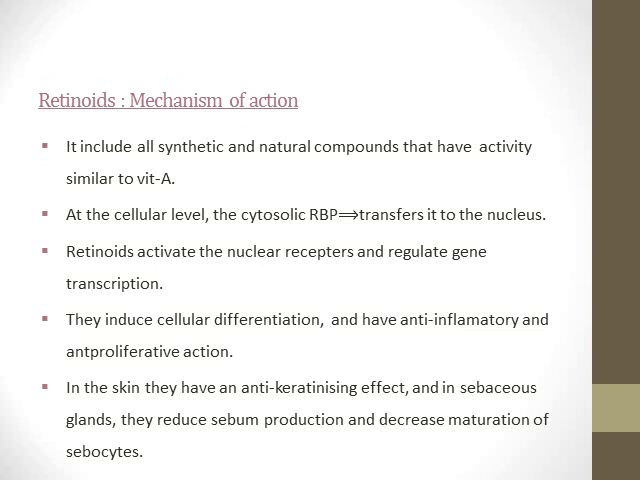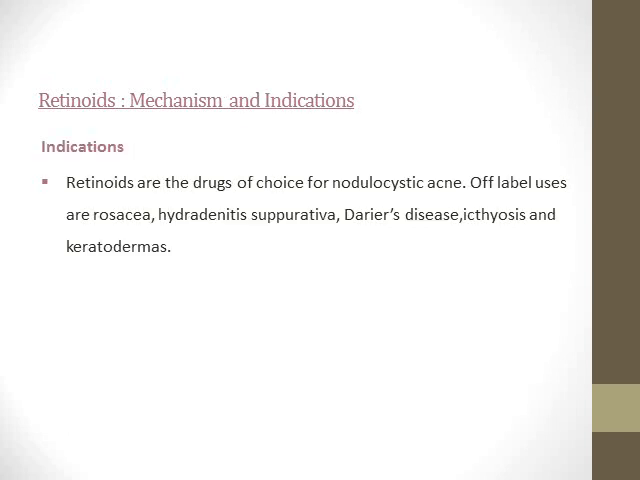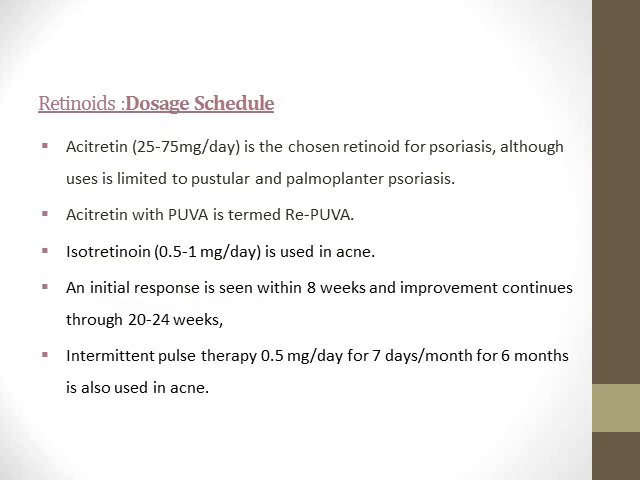And in the sebaceous gland, they reduce sebum production and decrease maturation of sebocytes. That's what we want in acne. We have to reduce the sebum production and decrease the maturation of sebocytes. So it's used in nodular cystic acne. Off-label uses include rosacea, hidradenitis suppurativa, Darier disease, keratoderma.